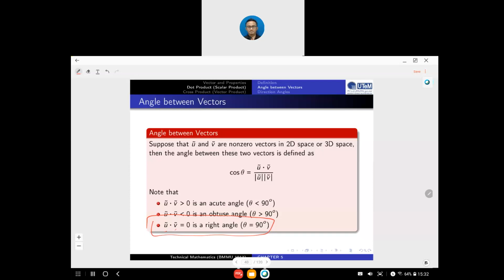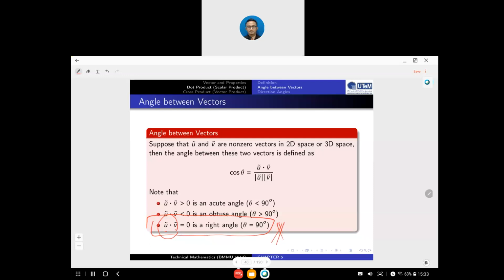In order to check whether your vectors are perpendicular or orthogonal, you must check the dot product between these two vectors. If you get zero, it means the angle between these two vectors is 90 degrees, which means they are orthogonal. Make sure, this is often asked in the final exam. In order to check whether it is orthogonal, perpendicular or a right angle, you must do the dot product.